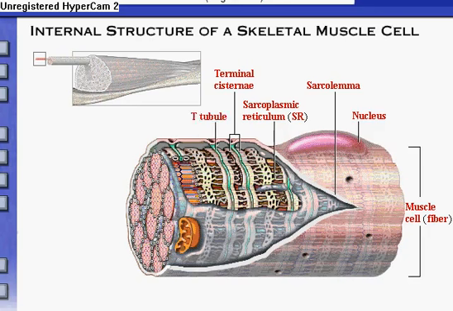T-tubules are invaginations of the sarcolemma projecting deep into the muscle cell's interior. Note the visible T-tubule openings on the surface of the sarcolemma. A triad is a 3-unit group consisting of one T-tubule lying between two adjacent terminal cisternae. The cytosol is the intracellular fluid in which the organelles are suspended.